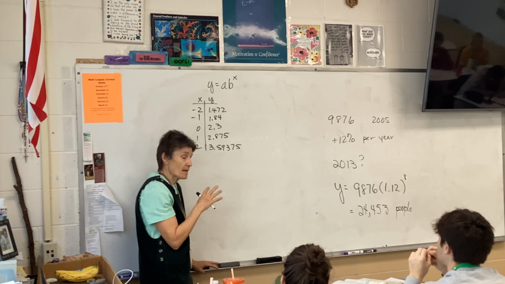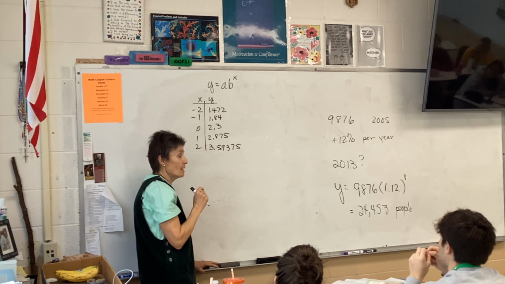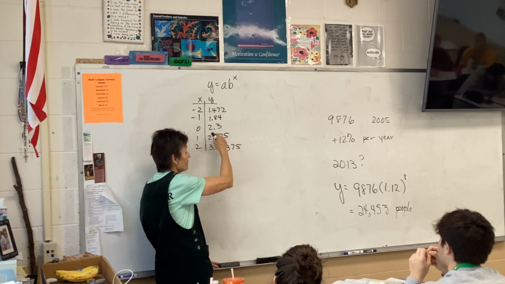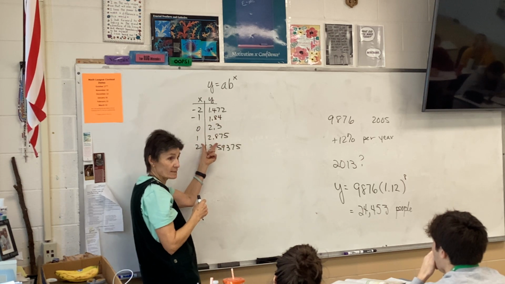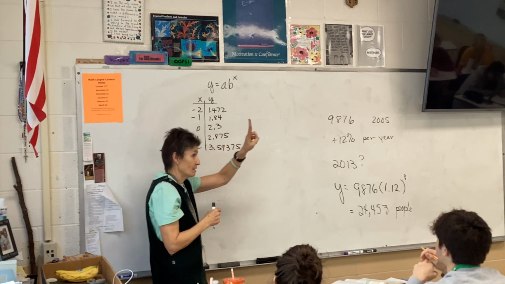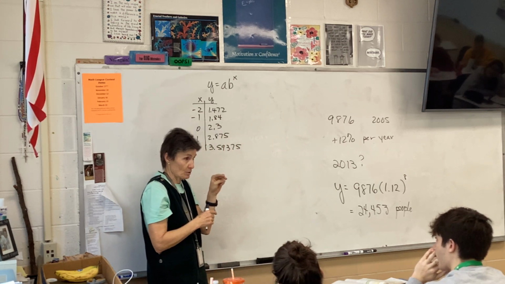And we're gonna do the same thing. We're gonna find our A and our B. And even though you're given 5 points, everybody recognizes these are 5 points. How many do you need? Just 2.